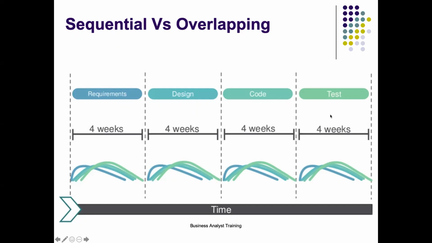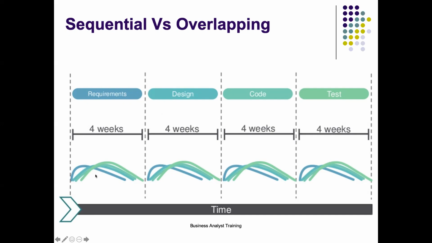So this is the difference between sequential and overlapping. In sequential you do it all in sequence. Once you're done with requirements, then you start design and code. That's what we learned about in Waterfall, right? In overlapping, in the case of Scrum, you can see the color coding, though it's hardly visible. This is a requirement bar, this is design, this is code, and the last one is test.